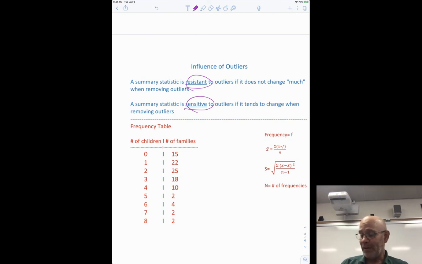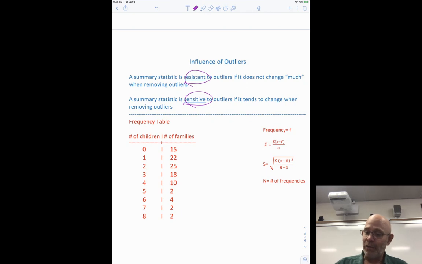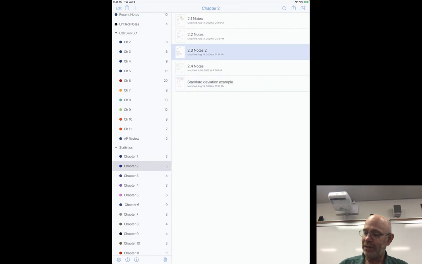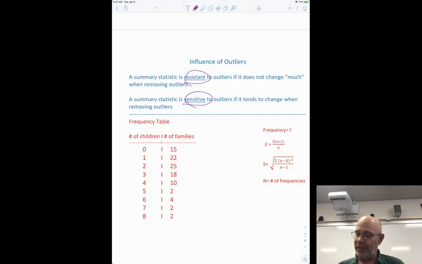So often, if you go back to the example 4, 5, 6, 7, 8, it was just a list of numbers, right? Here it is just a list of zeros, ones, twos, threes, fours, fives, sixes, sevens, and eights. There happen to be 15 zeros in that list, 22 ones, and 25 twos in the list. So we clearly don't want to go through the process we went through to find the standard deviation term by term, but you can do it using this frequency table.